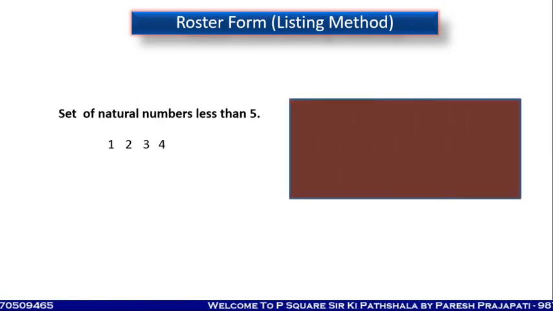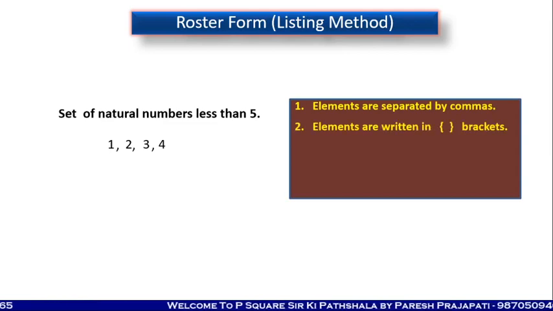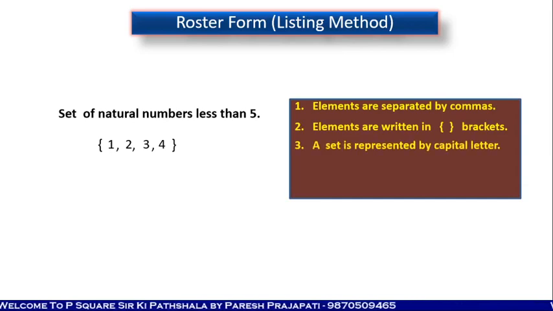Now, how to write a set? There are some rules that you have to follow while writing in the listing method. First one, elements are separated by commas. So all the elements we will separate with commas. Next, we will write the elements in curly brackets. Next, we will denote the set with a name using a capital letter. That is, I will assume here A.